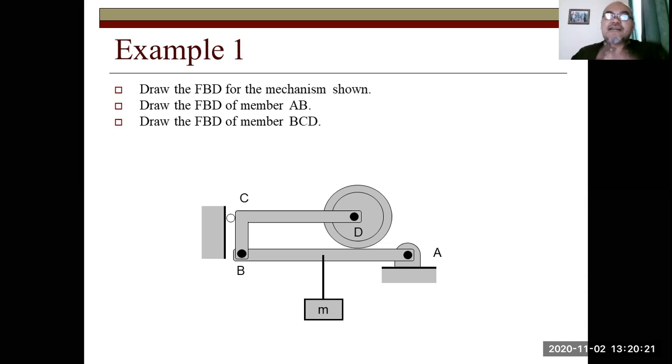At A, it is pinned to the floor. So it means it cannot move left and right. It cannot also move up and down, right? So then how many reaction forces are there? It means it has two reaction forces. Okay, two reaction forces.